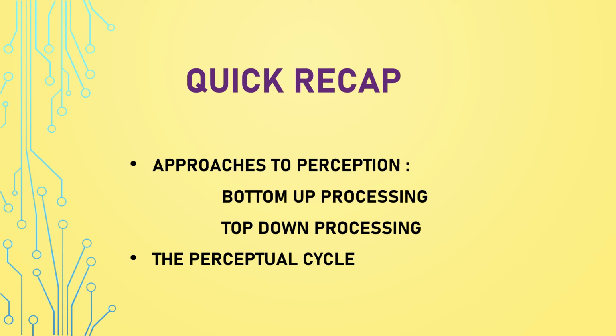Now let's have a quick recap on what we have learned. We have learned the approaches to perception, the bottom-up processing, the top-down processing, and NEISSER's perceptual cycle. That is, the bottom-up and the top-down combined together to make our perception better.